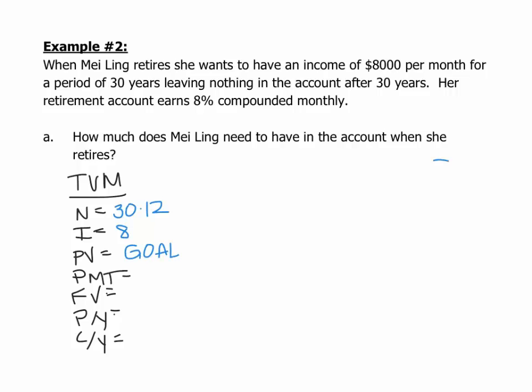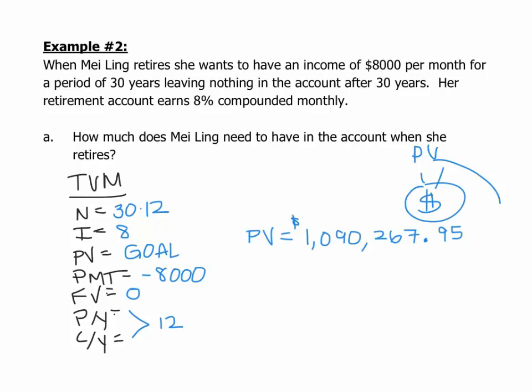I needed to know how much does she need to have in the account, how big of a pile of money does she need to have in order to be able to withdraw the $8,000 a month. The payment, that's the $8,000. I'm going to go ahead and make this be negative. It's okay if you don't make it negative, but then your present value will be negative. My future value is 0, and my payments per year and compounding per year are both 12.